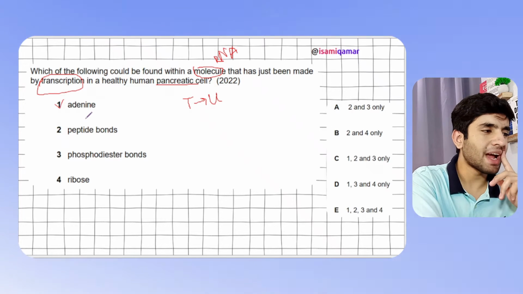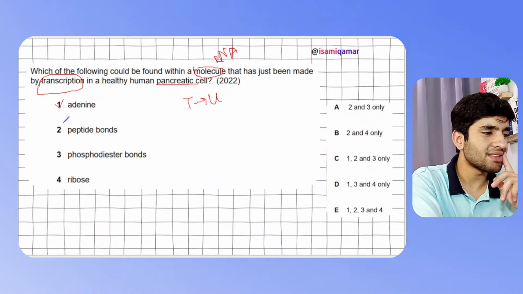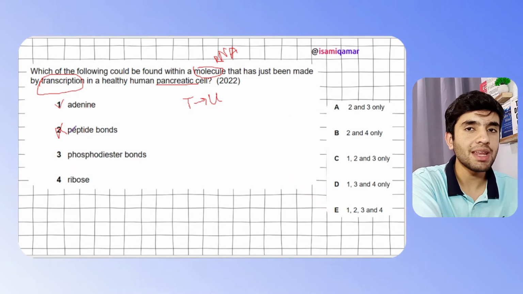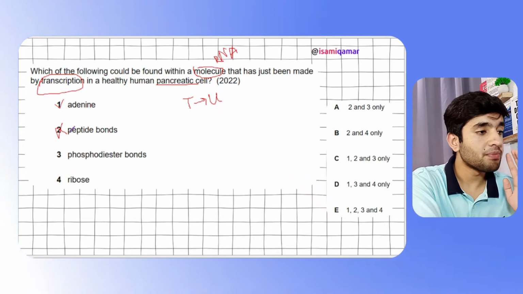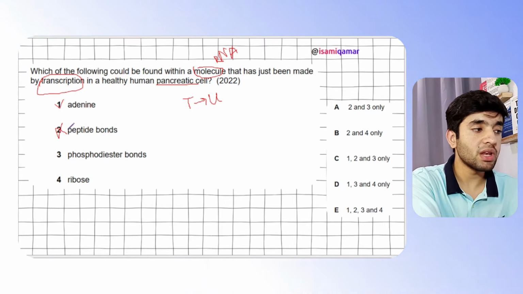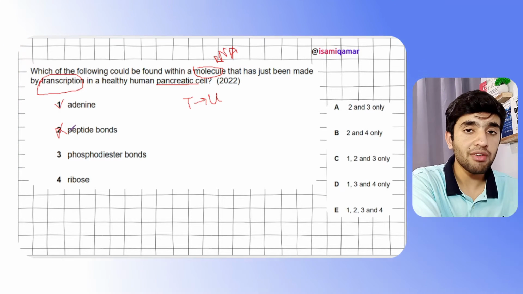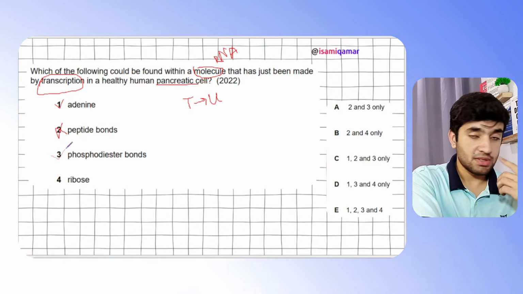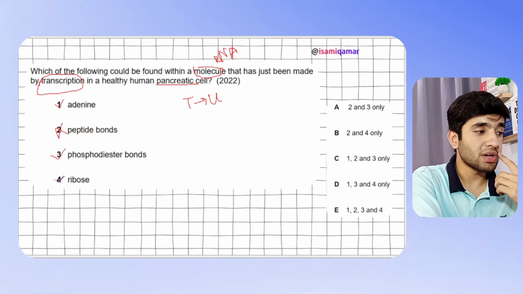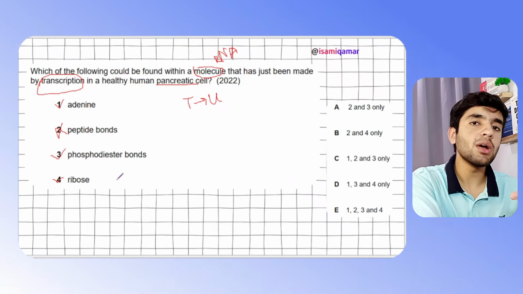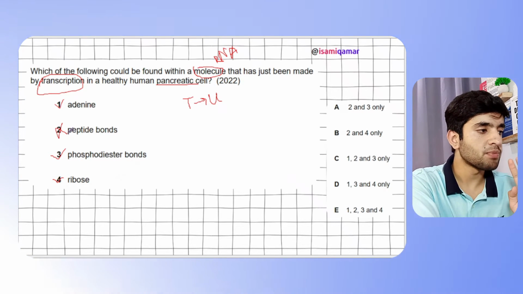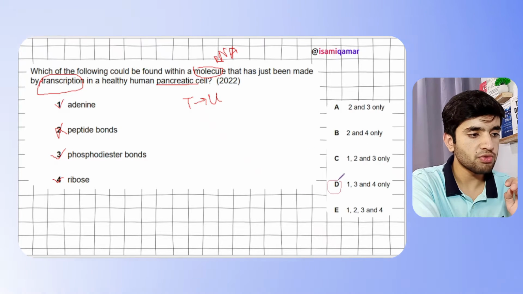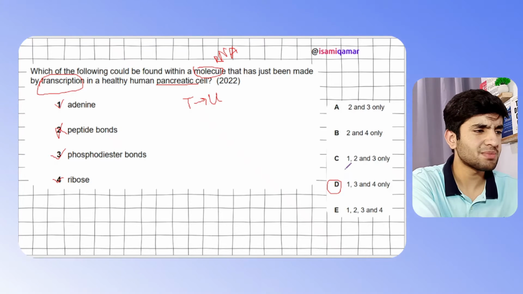Secondly, peptide bonds. Actually, it's not a protein, that's DNA. There will be hydrogen bonds, and it's not DNA actually, it's RNA. It will not have peptide bonds. Instead, it will have hydrogen bonds and phosphodiester bonds. So phosphodiester bonds will be present, I've just told that. And ribose sugar is present in RNA, while deoxyribose is present in DNA. So 1, 3 and 4 only. So option D will be true. Have you got it? I just kept explaining.